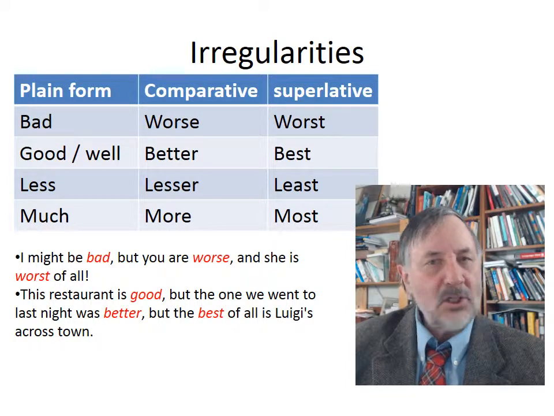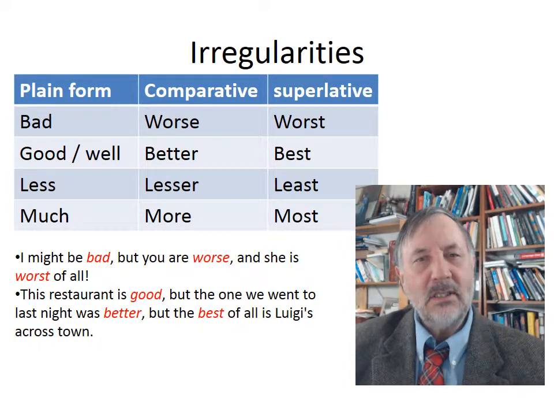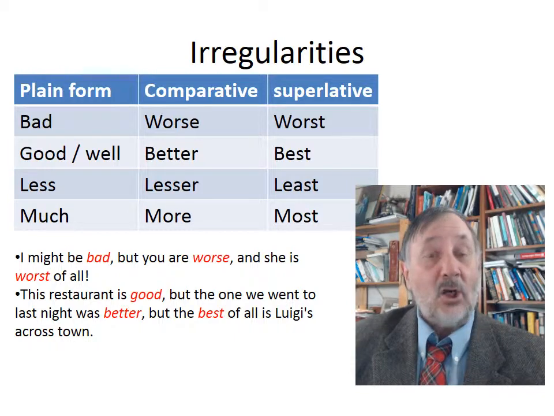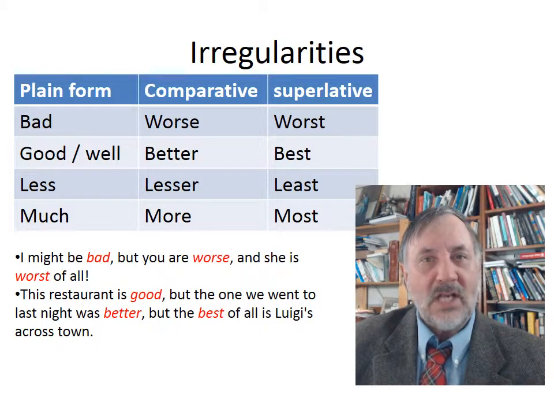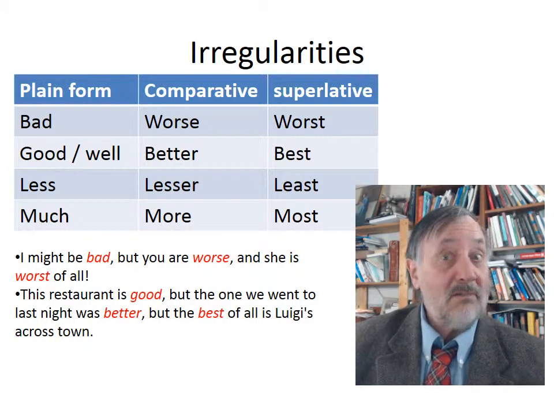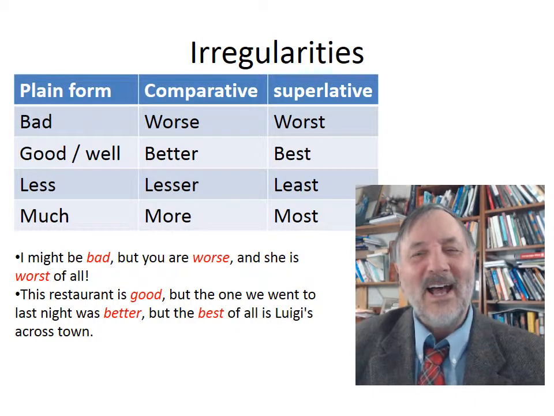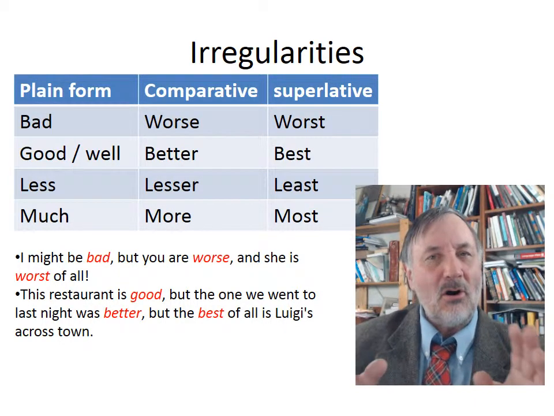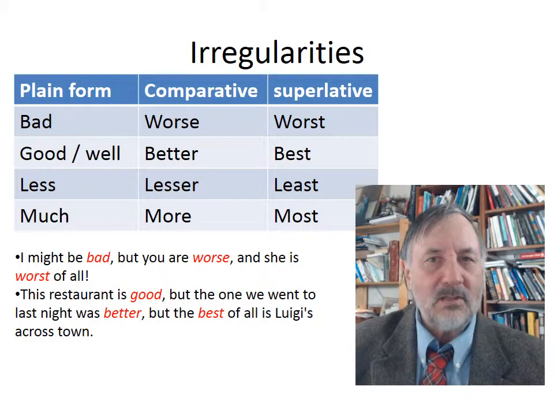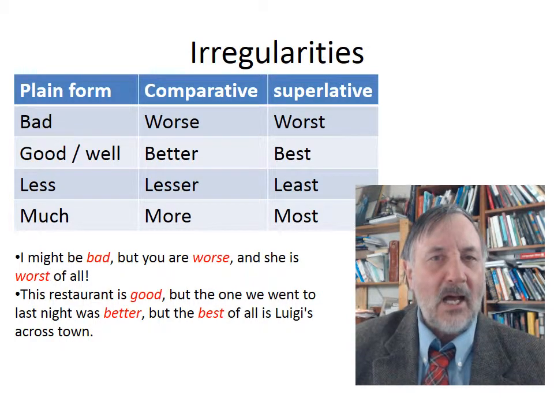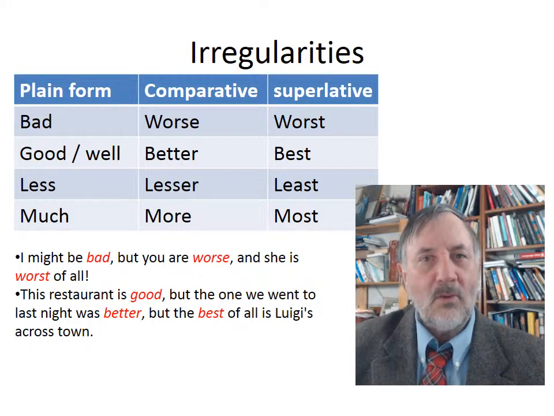I had much happiness at that time. I could have had more happiness if things had been different, but the most happiness I have ever had in my life has been when I met you. Okay? There you go. So you see, these are the irregularities in the comparative and superlative forms. And again, in the text, you will see more of these spelled out and more examples given.